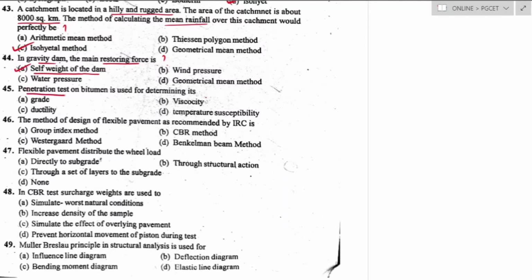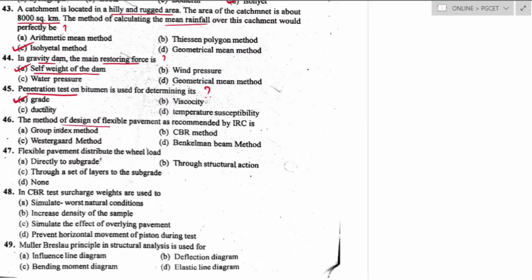Question number 45. Penetration test on bitumen is used to determine its. Penetration test on bitumen is done to know the hardness or softness of the bitumen used in road construction, by measuring the distance in tenths of a millimeter to which a standard needle will penetrate vertically into a sample of bitumen under stipulated conditions of temperature, time and loading. So it is mainly used to determine its grade. Option A is the right answer.